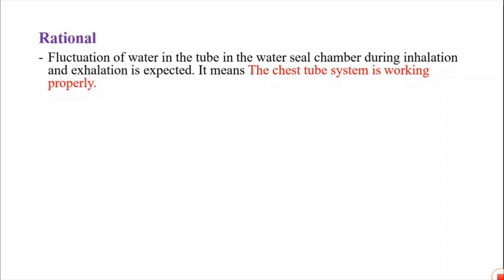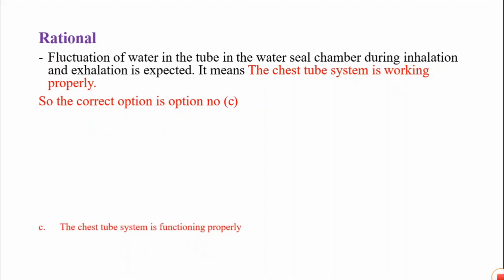Fluctuation of water in the tube in the water seal chamber during inhalation and exhalation is expected. It means the chest tube system is working properly. So the correct option is option number C, the chest tube system is functioning properly.